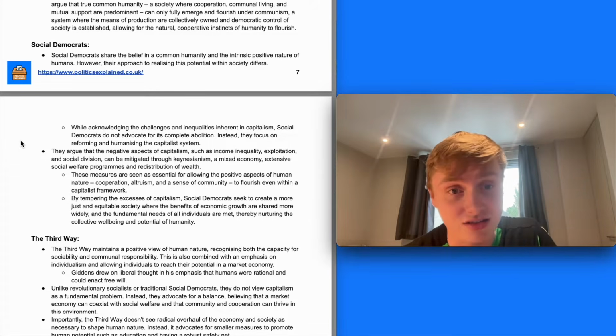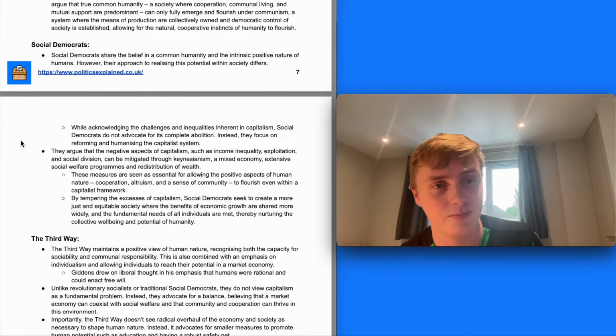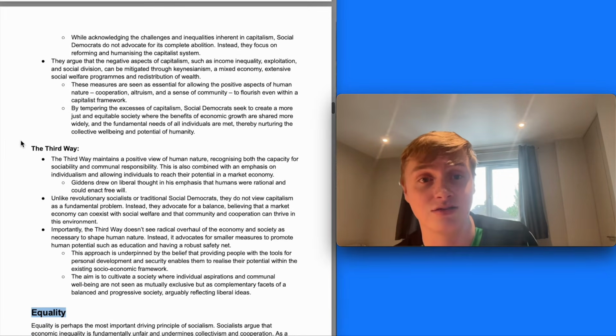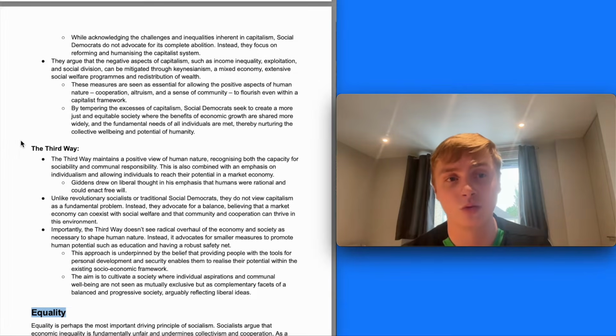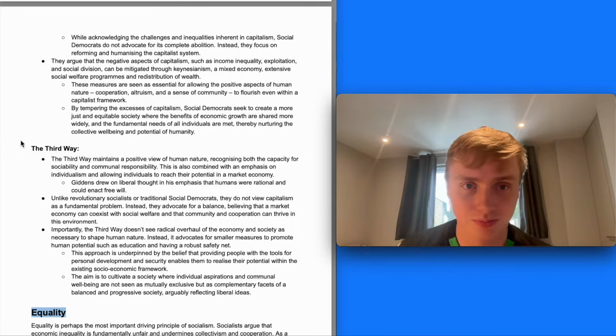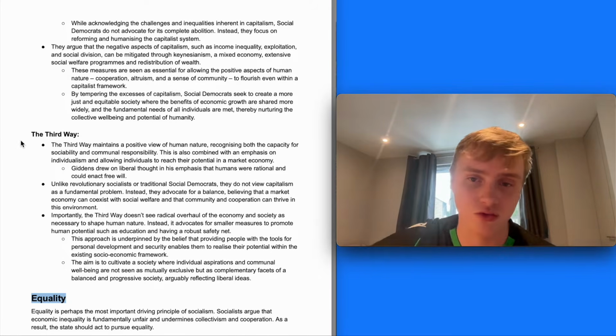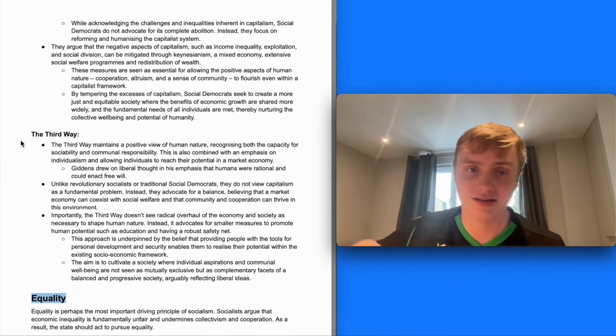So they recognise the challenges and inequalities of capitalism, but they don't advocate for its complete abolition. Instead, they focus on reforming and humanising the capitalist system. They argue that the negative aspects of capitalism, such as income inequality, exploitation, and social division, can be mitigated through managing capitalism through Keynesianism, a mixed economy, and extensive social welfare programs. And therefore, they believe that this positive common humanity can be achieved within a capitalist framework through crucially tempering the excesses of capitalism and pursuing equality and the principles of socialism within the capitalist system.